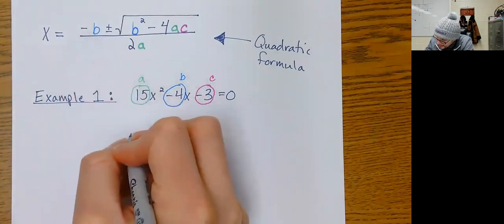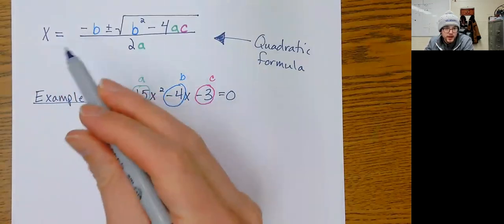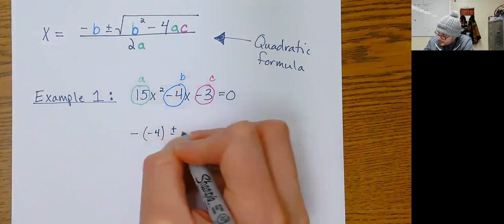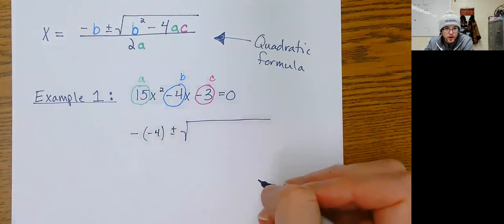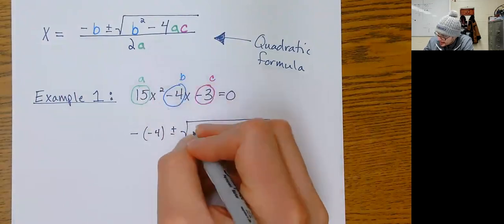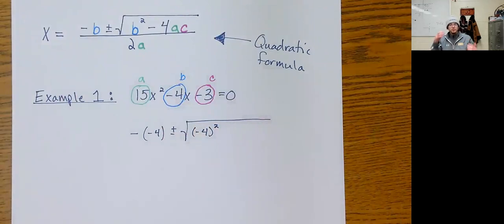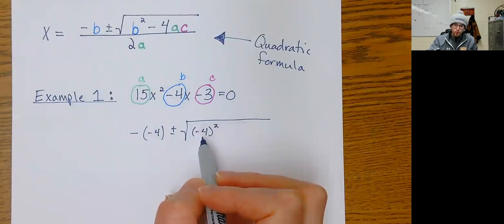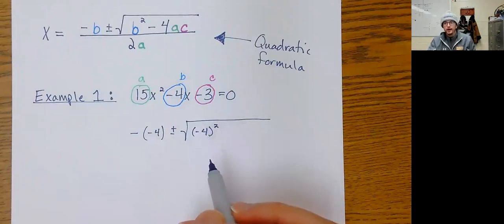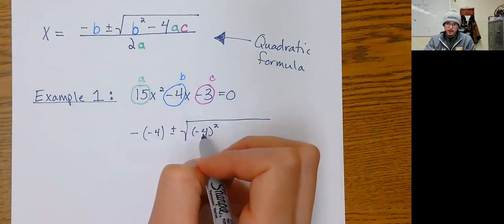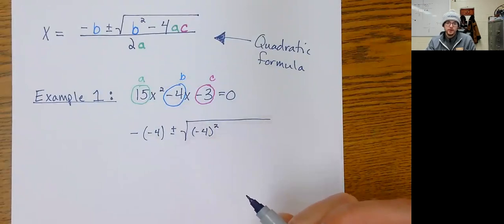Really important, that negative is always there. So I have a negative, and then I'm going to substitute in for b a negative 4. And then we got plus or minus the square root of what? So I have b squared, but that's going to be, in this case, negative 4 squared. When you substitute in a negative number, it is highly important that you put parentheses around it, because this is a negative times a negative. This is negative 4 squared, not negative 4 squared. This is negative 4 times negative 4. So really important that you use parentheses.